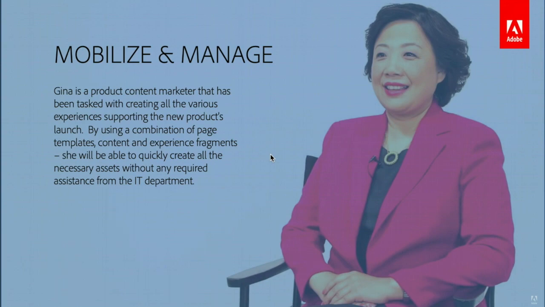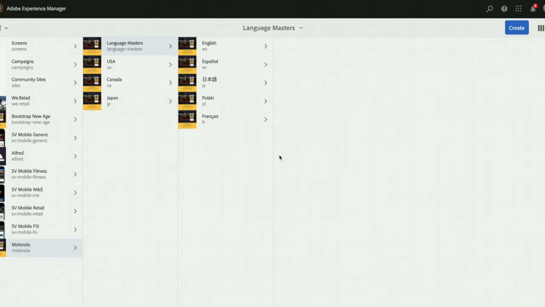Gina is a product content marketer that has been tasked with creating all the various experiences supporting the new product's launch. By using a combination of page templates, content, and experience fragments, she will be able to quickly create all the necessary assets without any required assistance from the IT department. Gina begins by creating a page using one of the available pre-constructed page templates.